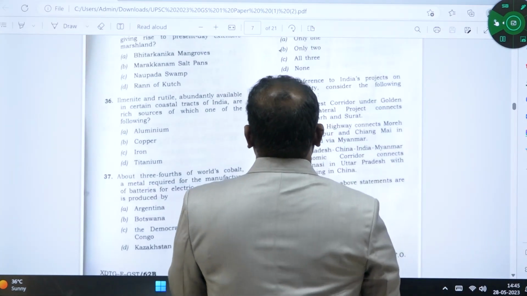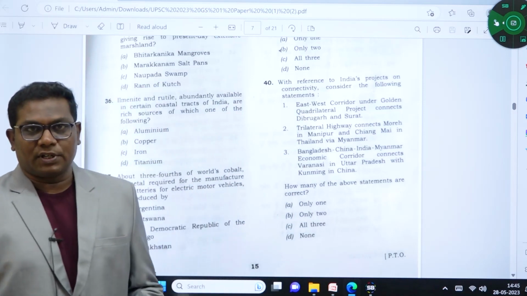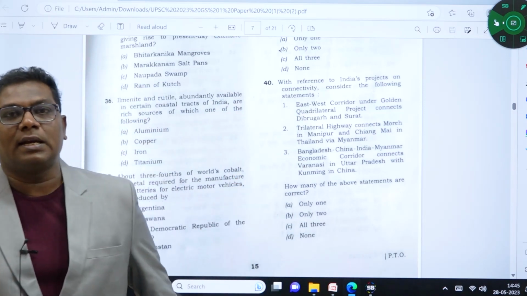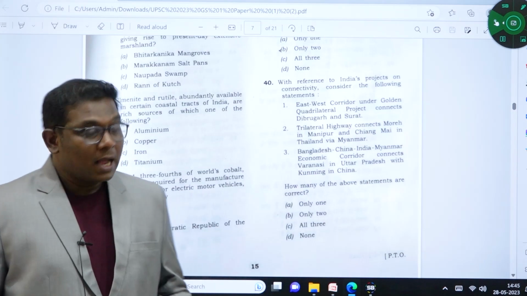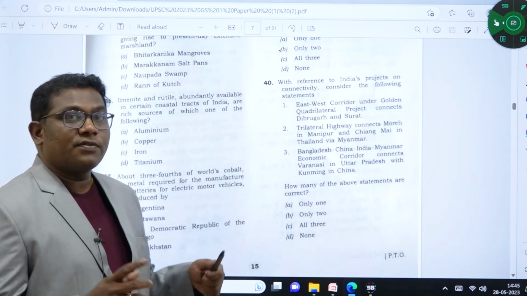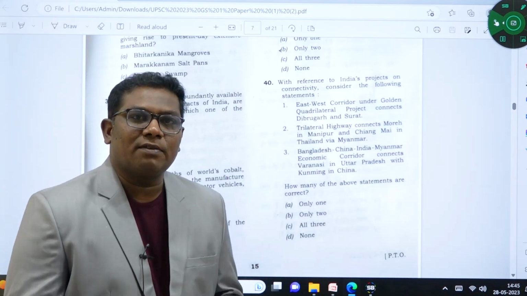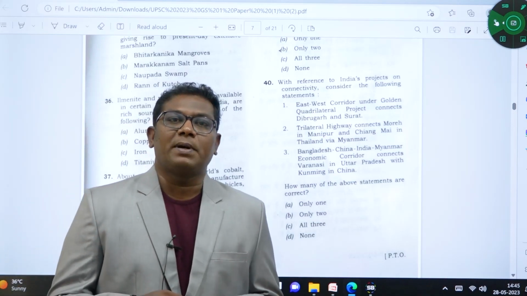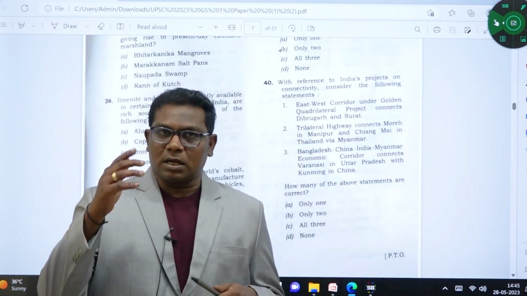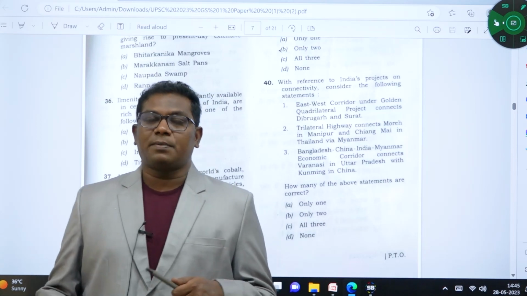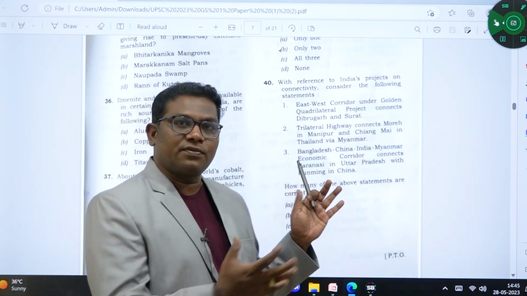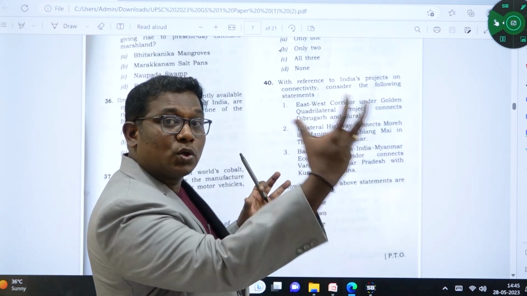And the 40th question. This is also one important question. Earlier it was in the news in 2019. East-West Corridor, Golden Quadrilateral is one of the important projects of the National Highway Development Program. And in this, the North-South Corridor is from Srinagar to Kanyakumari, and the East-West Corridor is from Porbandar in Gujarat to Silchar in Assam.